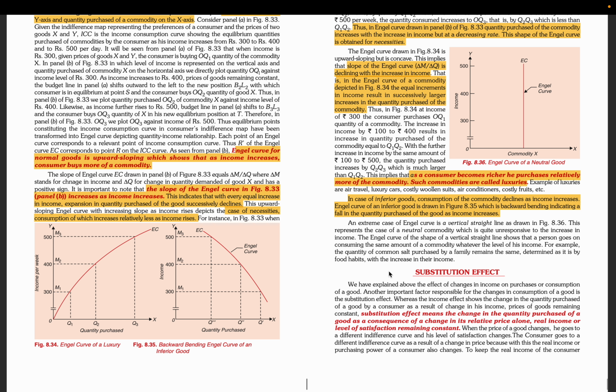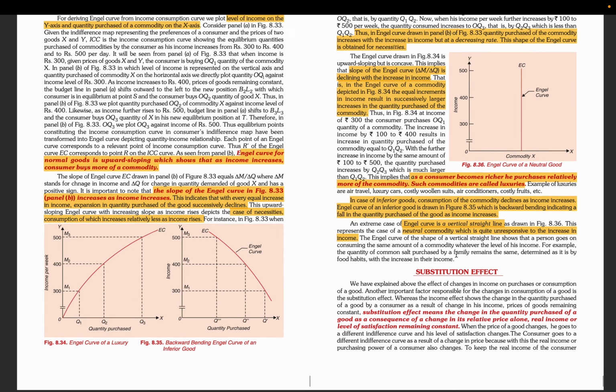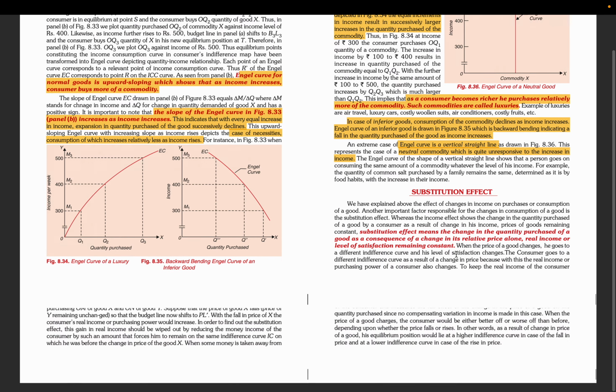Okay, an extreme case of the Engel curve is a vertical straight line as drawn in figure 8.36. This represents a case of a neutral commodity which is quite unresponsive to the increase in income. Okay, when there is absolutely no response with respect to increase in income, it is called a neutral commodity. It's a vertical-shaped Engel curve, where a person goes on consuming the same amount of a commodity whatever the level of income. For example, salt purchased by the family remains the same, determined as it is by food habits.